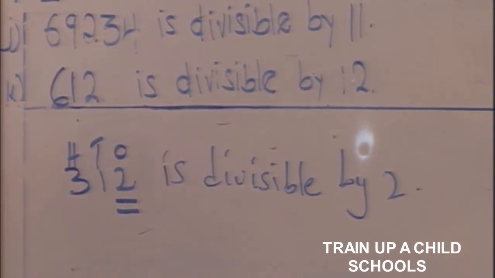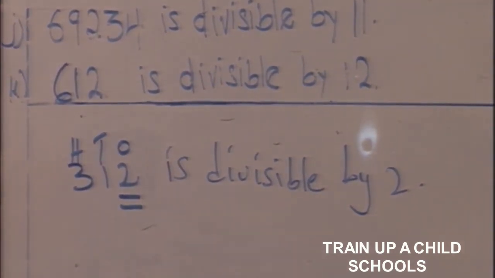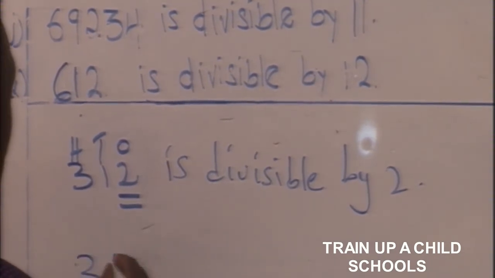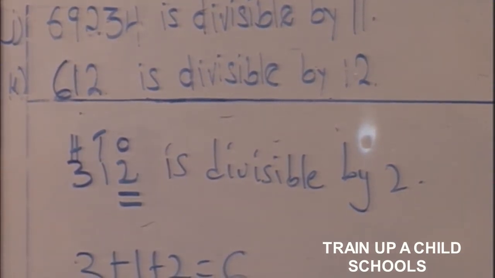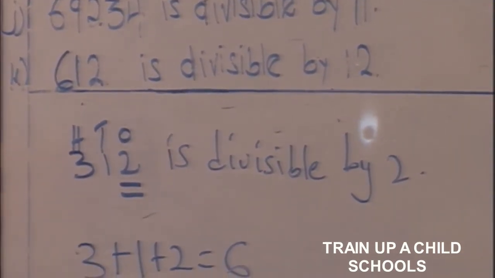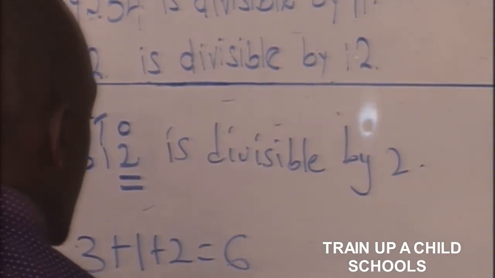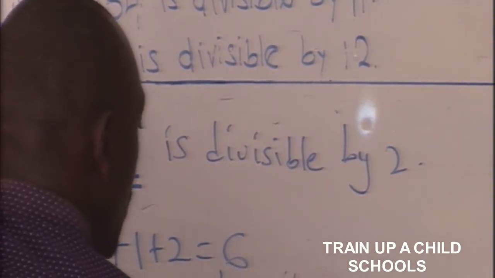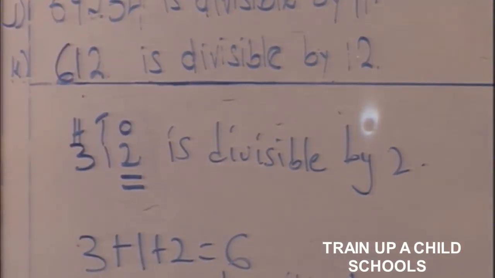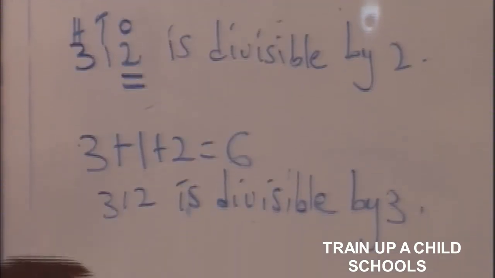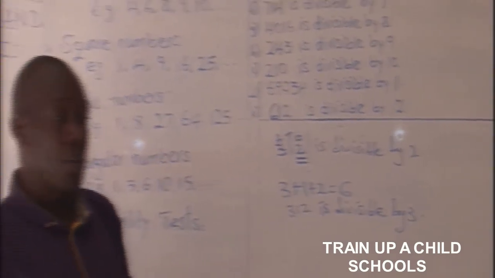Then you test for 3. You know a number is divisible by 3 if the sum of the digits is a multiple of 3. So you add them. 3 plus 1 plus 2 is equal to 6. 6 is the second multiple of 3. Therefore, 312 is also divisible by 3. As it qualified in the tests of 2 and 3, like I've said, if it qualifies for both 2 and 3, it is automatically divisible by 6.